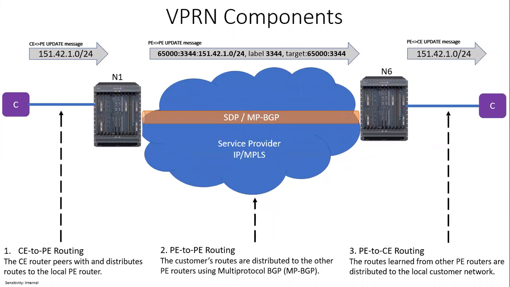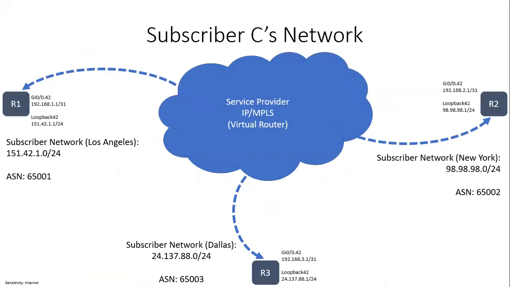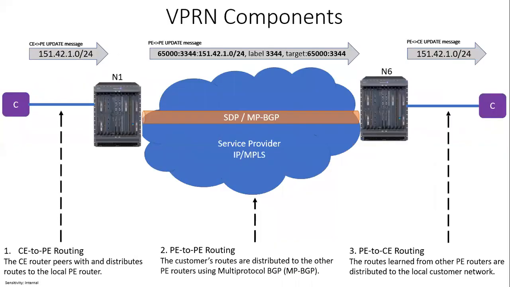All right, so now it makes sense. So just going back to Subscriber C's network, technically Subscriber C's routing domain. Their site in Los Angeles has the public IP block of 151.42.1.0/24, and that's what's being distributed to the provider edge in this example.